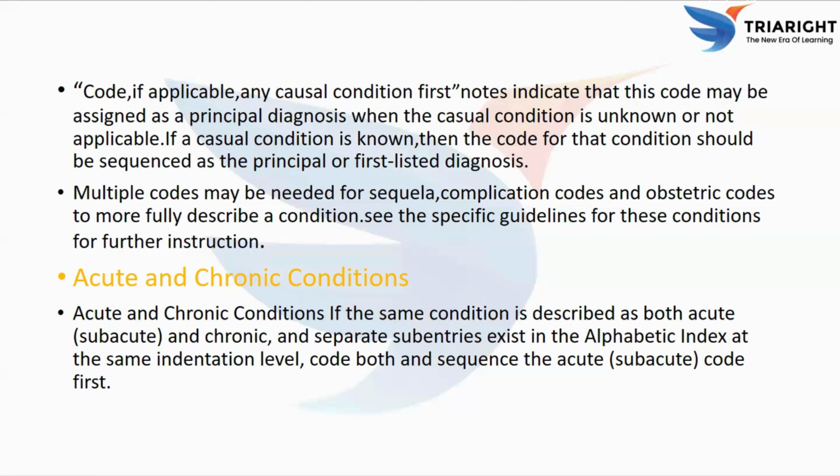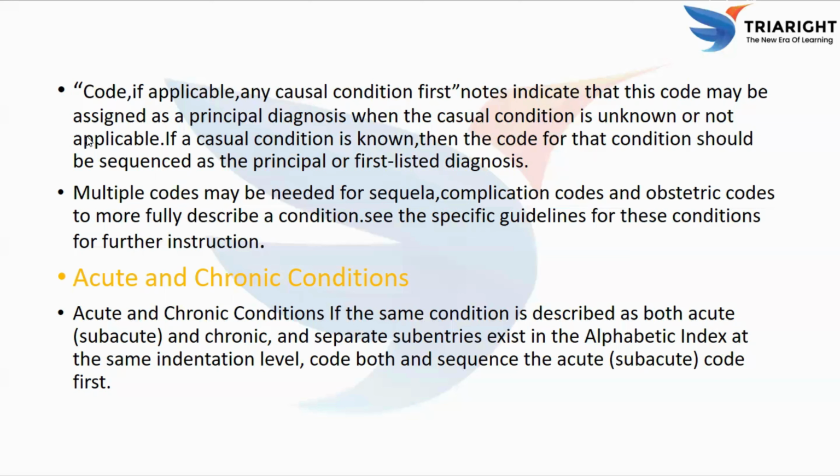So multiple codes. How do you code the multiple codes? Some conditions need more than one code to describe them completely. For example, sequela codes. Sequela codes are nothing but after effects of an earlier disease or injury. And also the complication codes, for example, surgical complications. And also the obstetric codes. Obstetric codes are nothing but the pregnancy related conditions. So you always have to check the specific ICD-10 guidelines for these conditions. So this is about the multiple codes note.